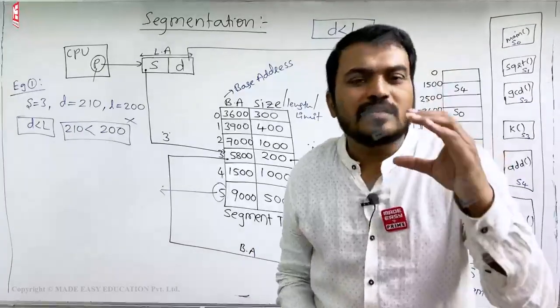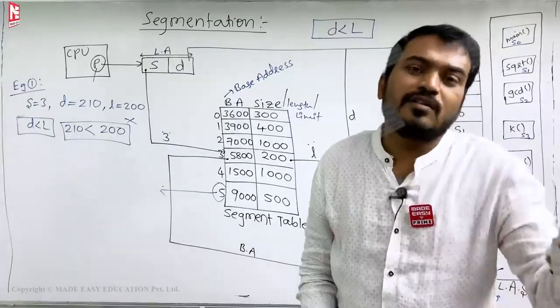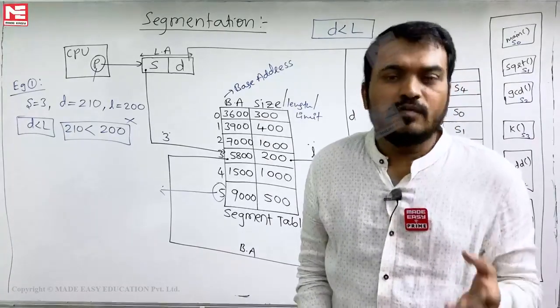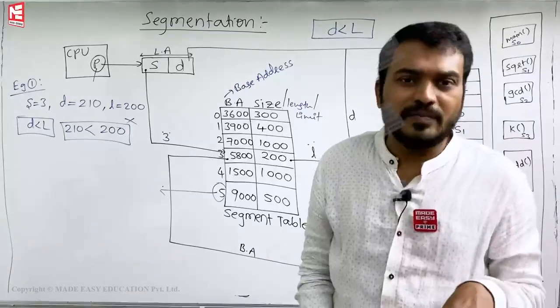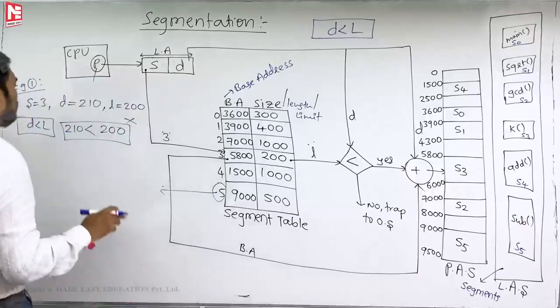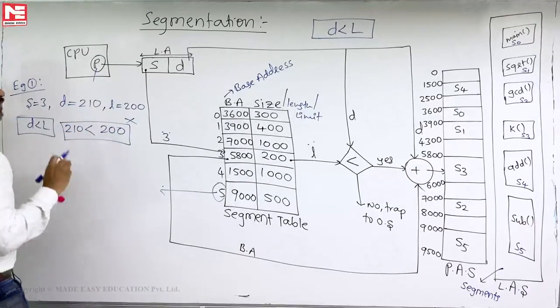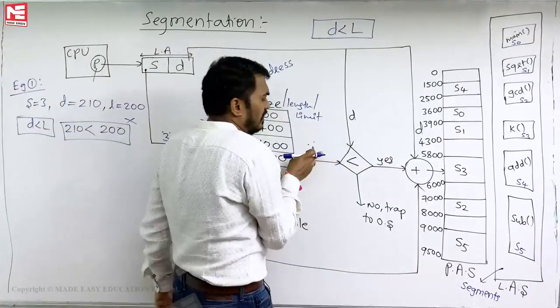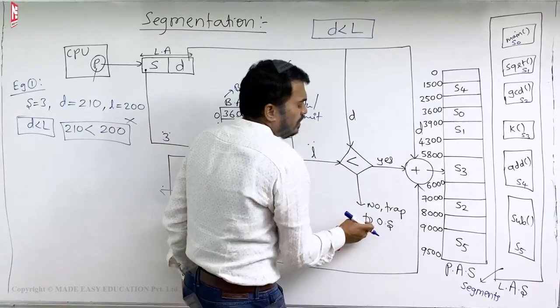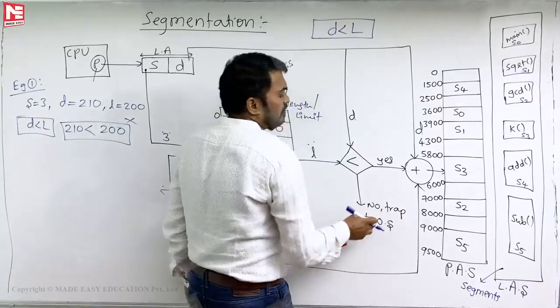Inside it there are only 200 words, but you are trying to refer to word number 210. How is that possible? That is an illegal address. If you want to refer, you should refer only within the limit of the segment. So when you say D less than L, if this condition is not followed, what happens? A trap to the operating system. A trap will be generated to the operating system.